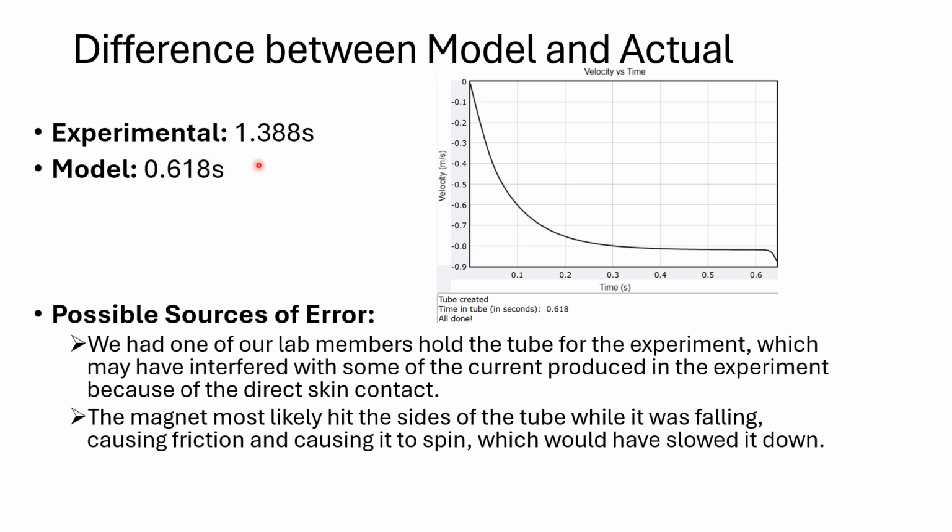Now, this is pretty far from our experimental result, so what are some sources of error that could cause that? In the actual experiment, one of our lab members was holding the tube, and because Faraday's law involves an induced current in the tube, perhaps by touching the tube, we interfered with the current in some way. Something else that would slow down the magnet, which we're not accounting for in our model, and which would lead to this increased time, is that the magnet most likely hit the sides of the tube while it was falling, causing friction and causing it to spin, slowing it down.